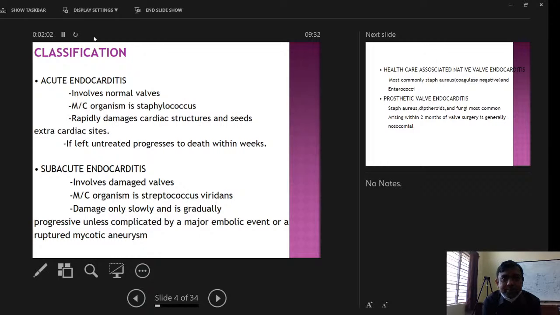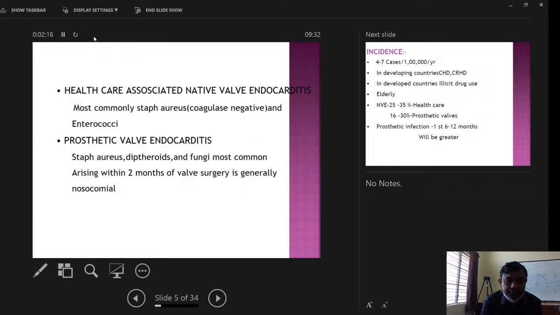Subacute endocarditis involves damaged valves. The most common organism is Streptococcus viridans. Its damage is a slow process, not like acute endocarditis. It is progressive, unless the damage is also complicated by a major embolic event or ruptured mycotic aneurysms. Next, healthcare associated native valve endocarditis, most commonly Staph aureus, coagulase-negative staphylococci and Enterococci. And prosthetic valve endocarditis, Staph aureus, diphtheroids and fungi are the most common. It normally arises within 2 months of valve surgery, generally nosocomial.